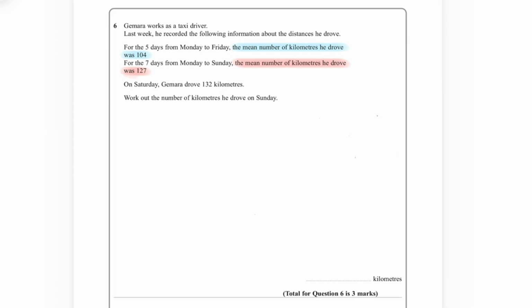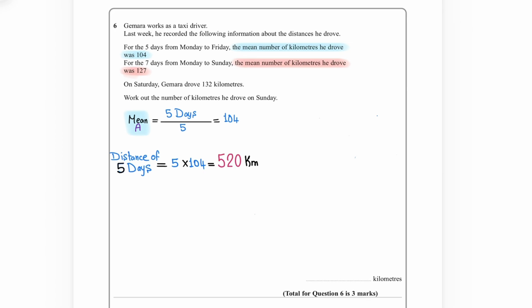We need to find how many kilometers he drove on Sunday, so the first step we are going to do is find the total distance for the 5 weekdays. Here is the key idea. If we know the mean and we know how many values there are, we can always find the total by multiplying them together. So the total distance covered in the first 5 days equals 5 multiplied by 104, which equals 520.